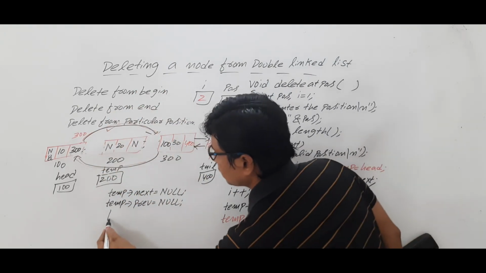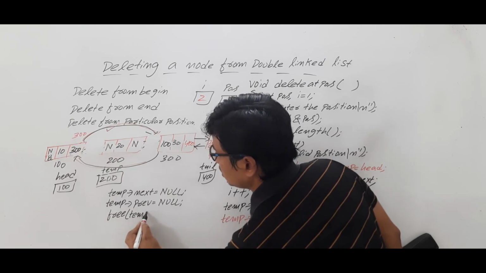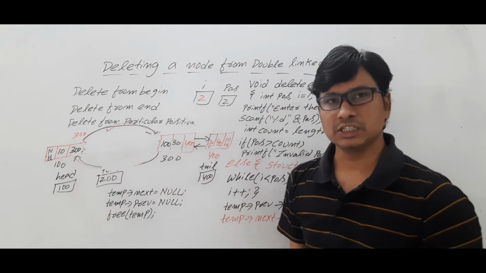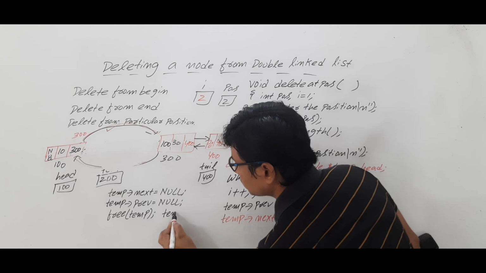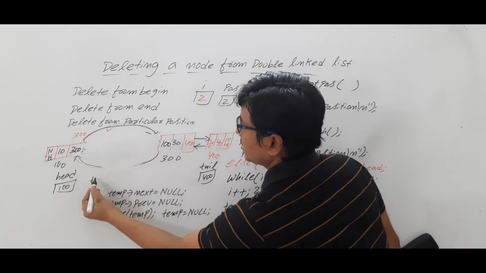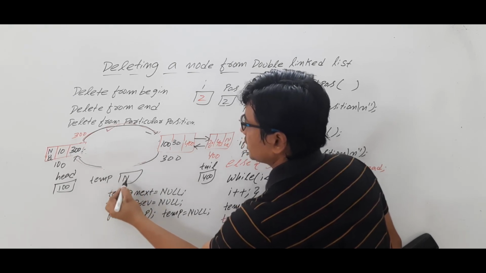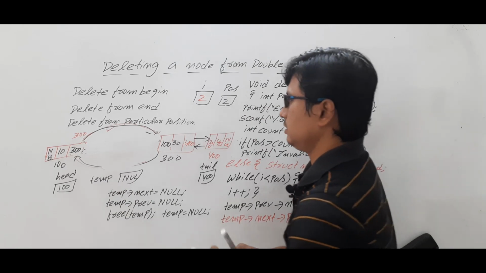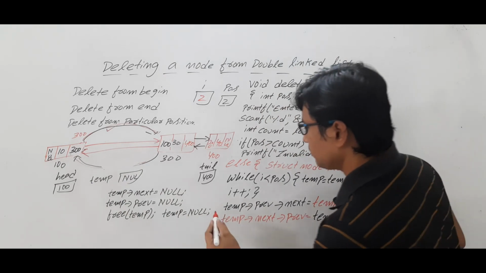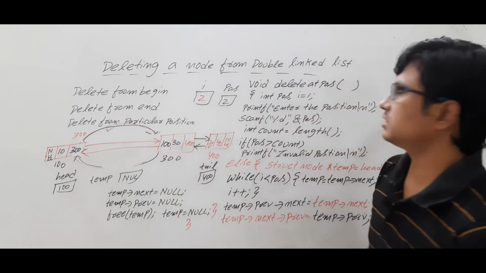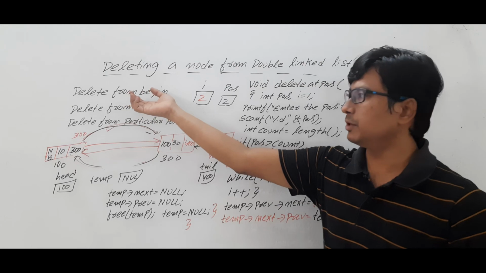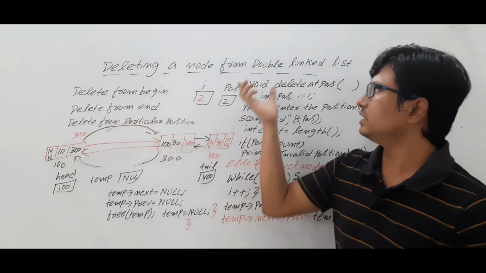Now you can write free of temp to release the memory. Okay. So whatever the location 200, that memory has been successfully deleted. Then you can write temp is equal to null. Now it becomes null pointer temp. You are making it as null. Now look at here. If this node has been deleted, this connection and this connection has been established. Is it clear? Let me close the else. Let me close the user defined function called delete at position. So this is the way you will delete the node from the beginning, from the end, from a particular position in the double linked list.